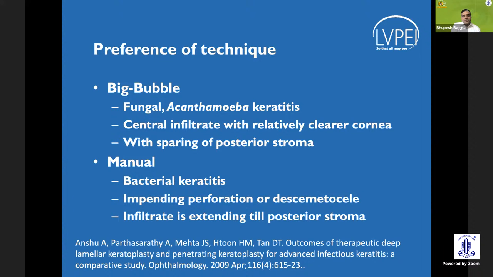We prefer to use either big bubble or manual. So I divide my technique of doing DALK in these cases. If you're having fungal or acanthamoeba keratitis, particularly a central infiltrate with relatively clear cornea with sparing of posterior stroma, big bubble can be attempted after removal of the infiltrate. But the manual technique holds better in cases with a lot of necrosis, bacterial keratitis, or impending perforation or descemetocele. And also, as described in this article which I have quoted, if the infiltrate is extending to the posterior stroma, then also big bubble should not be attempted.